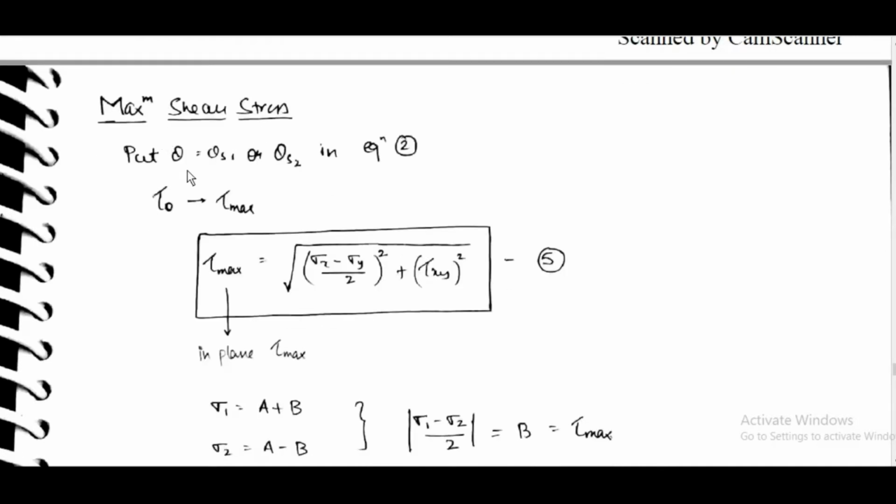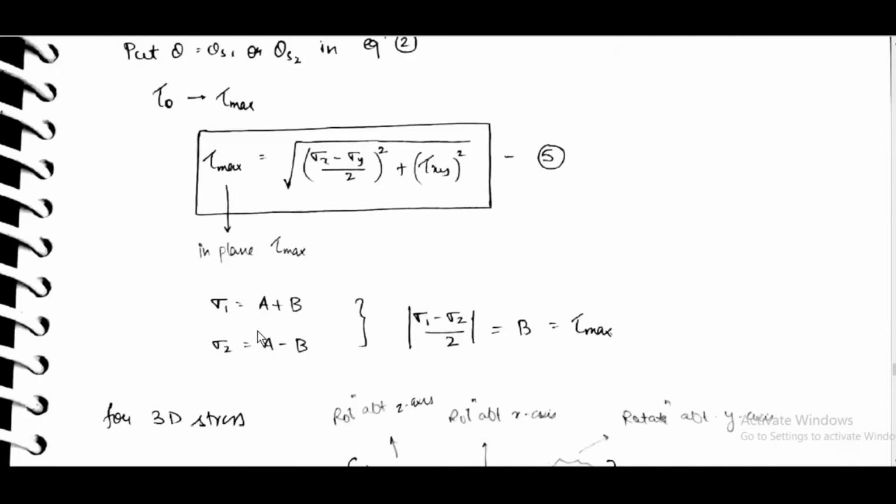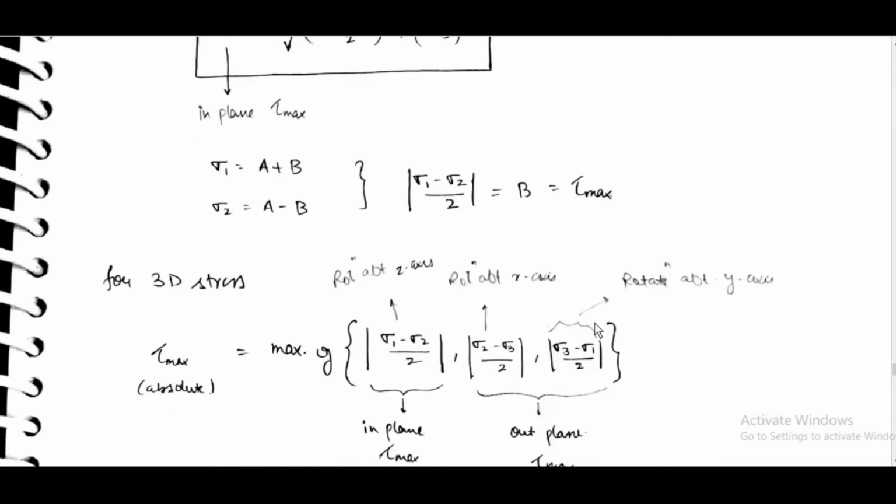For maximum shear stress, put theta equal to theta s1 or theta s2. Tau theta is equal to tau max. Tau max is equal to root of (sigma x minus sigma y by 2) whole square plus tau xy square. This is the in-plane tau max. Sigma 1 is equal to A plus B, sigma 2 is equal to A minus B. Mod of sigma 1 minus sigma 2 by 2 is equal to B, which is equal to tau max.